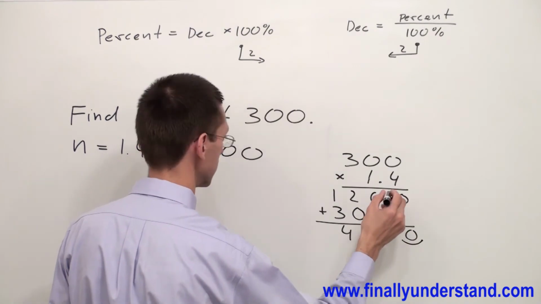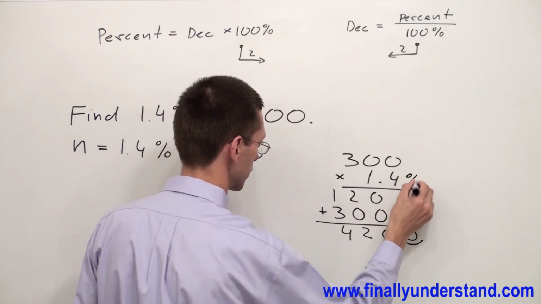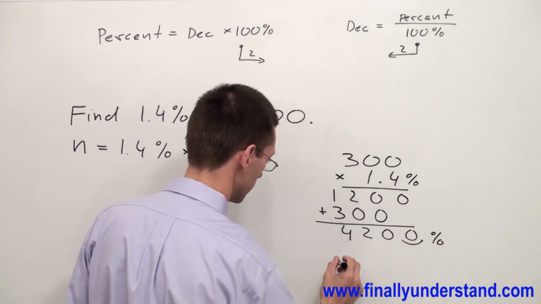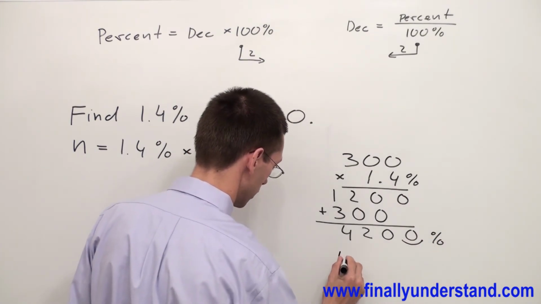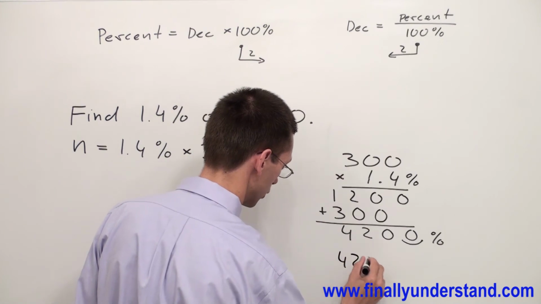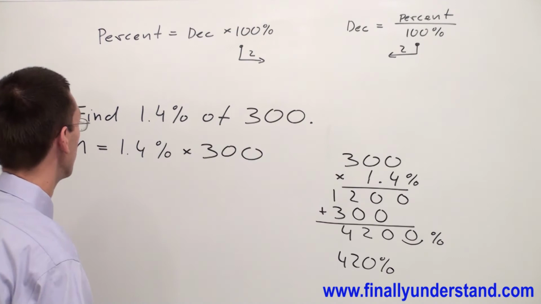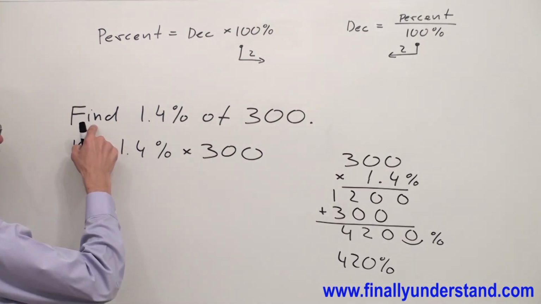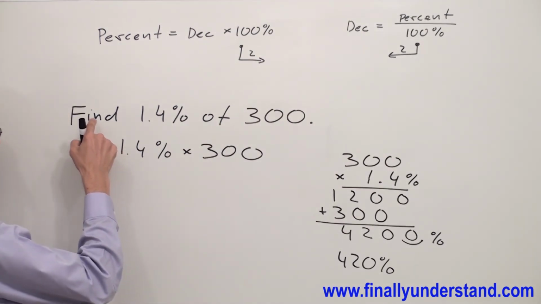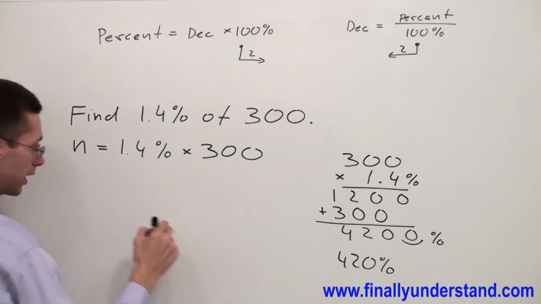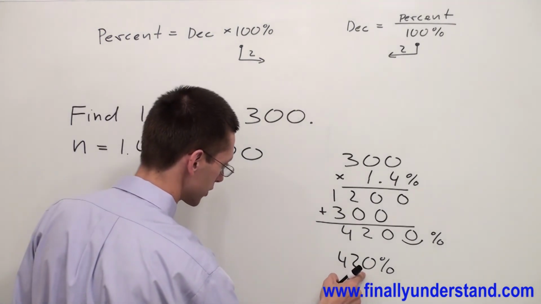Okay, and then don't forget that 1.4 was the percent, so that's why I got percents over here. From my multiplication I got 420%. But the problem is asking me to find the number. The problem doesn't say find percents. So what I have to do is convert percent to the number.